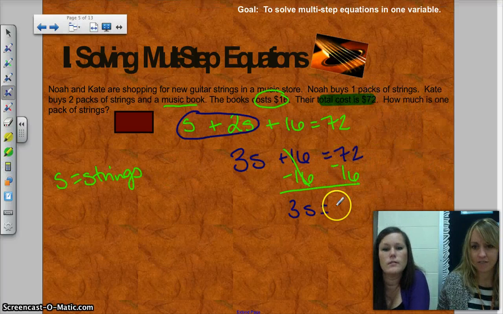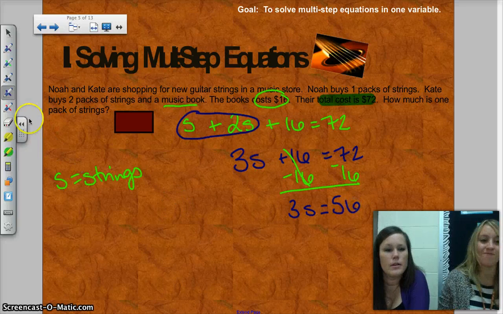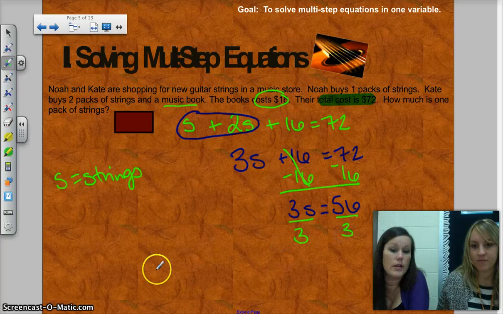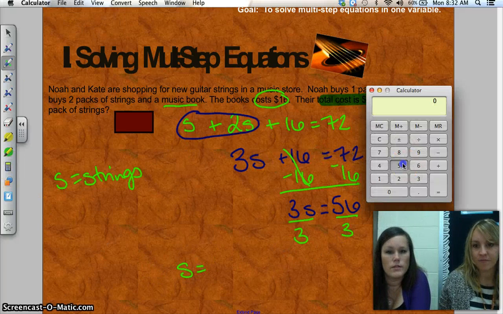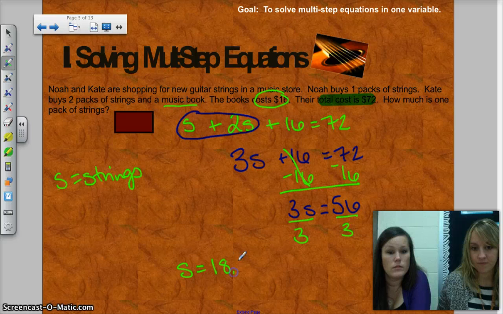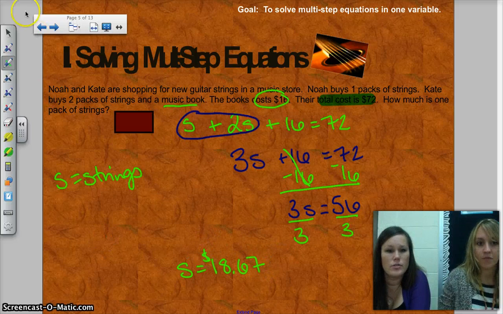Okay. All right, now we're going to divide. Divide by 3, divide by 3. Now we're going to have to use that calculator. S equals 56 divided by 3. $18.67 is how much the pack of strings costs.